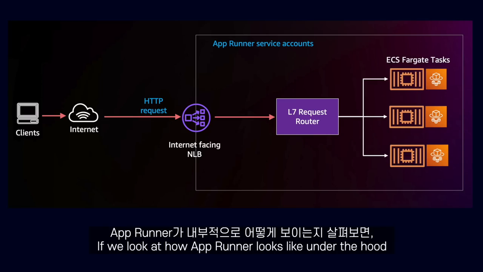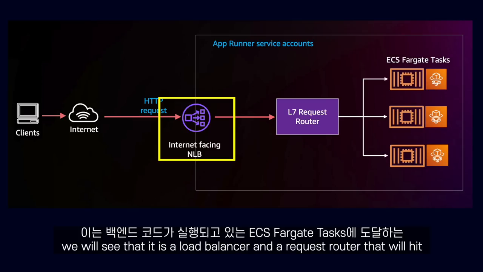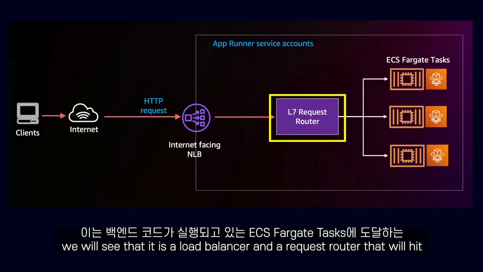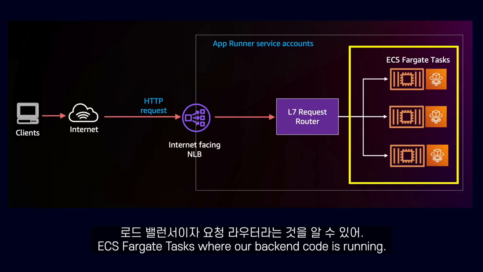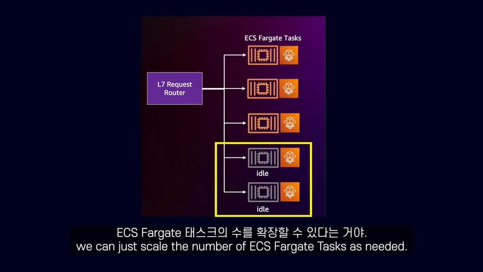If we look at how App Runner looks like under the hood, we will see that it is a load balancer and a request router that will hit ECS Fargate tasks where our backend code is running. The good news is that we can just scale the number of ECS Fargate tasks as needed.